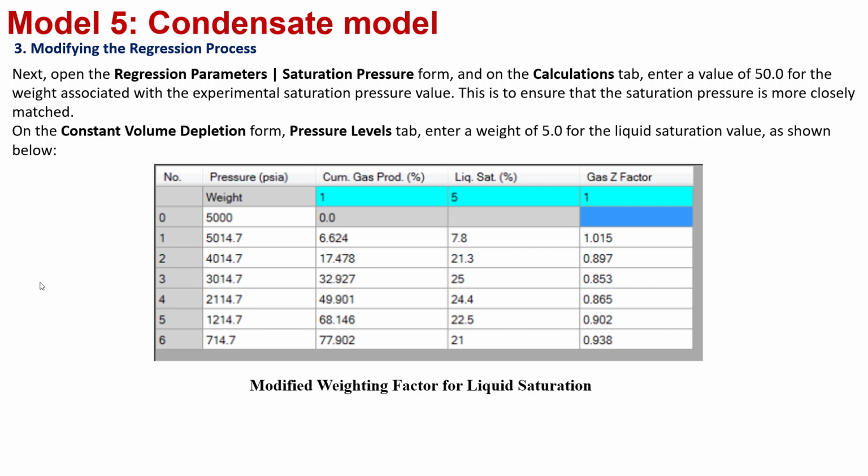And the next step, what should we do? You need to open the regression parameters, saturation ratio on the calculation tab, and then you enter the value of about 50 for the weight associated with the experimental saturation ratio value. This value is to ensure that the saturation ratio is more closely matched. At the same time, on the component selection form, you go to the ratio level tab and enter a weight of 5 for the liquid saturation value as shown below.